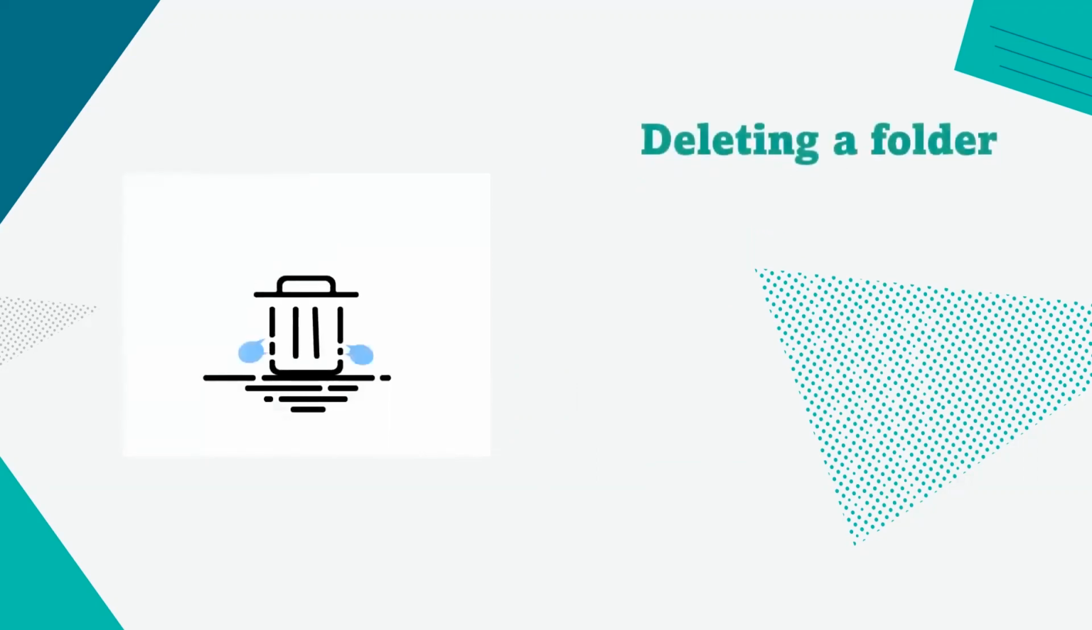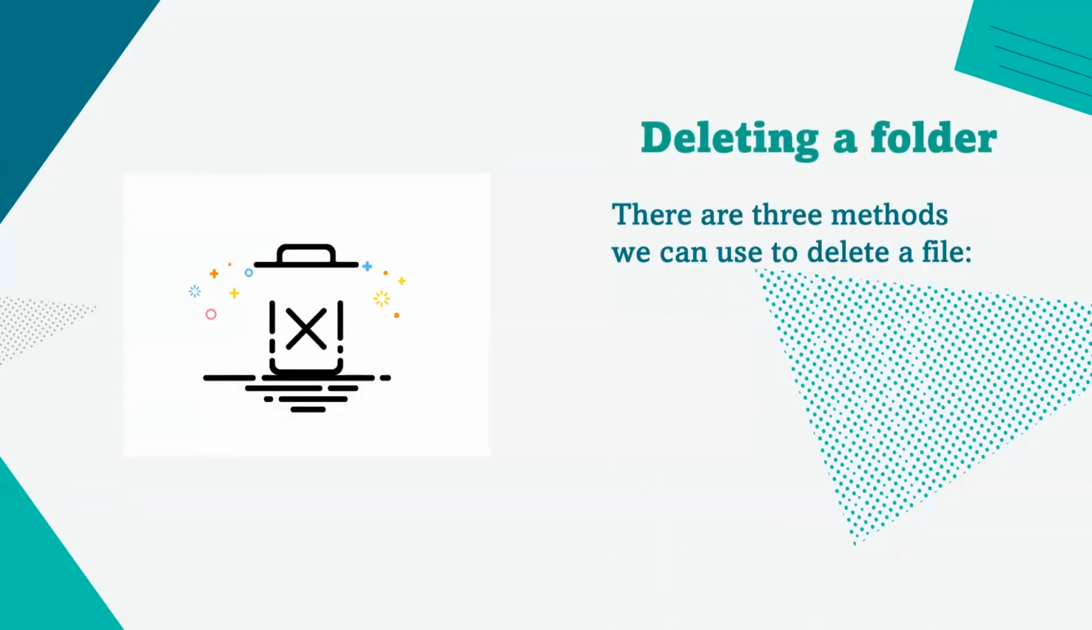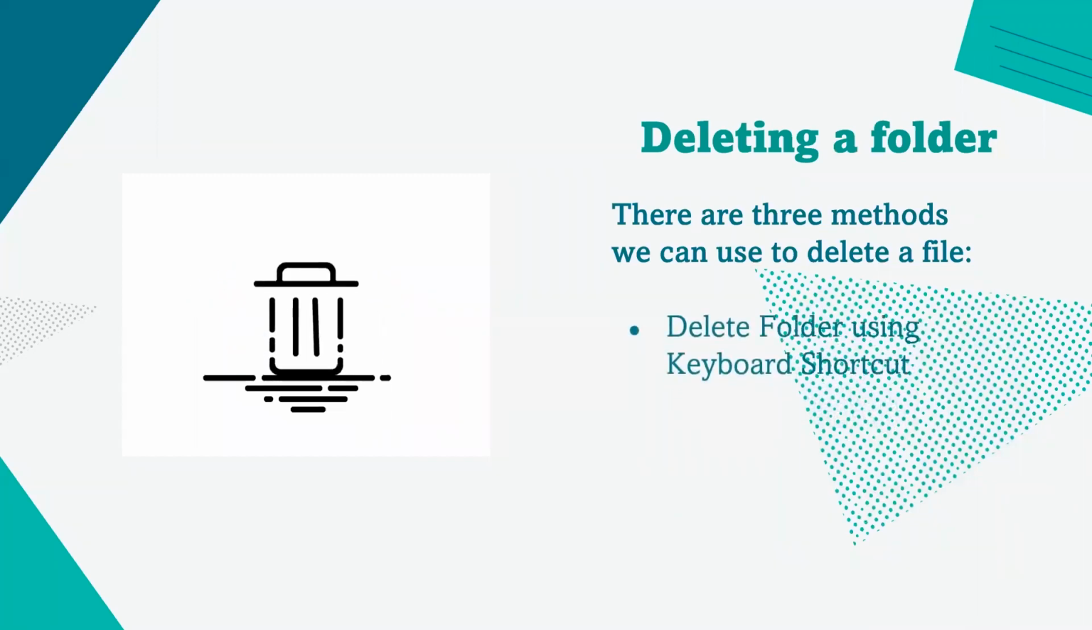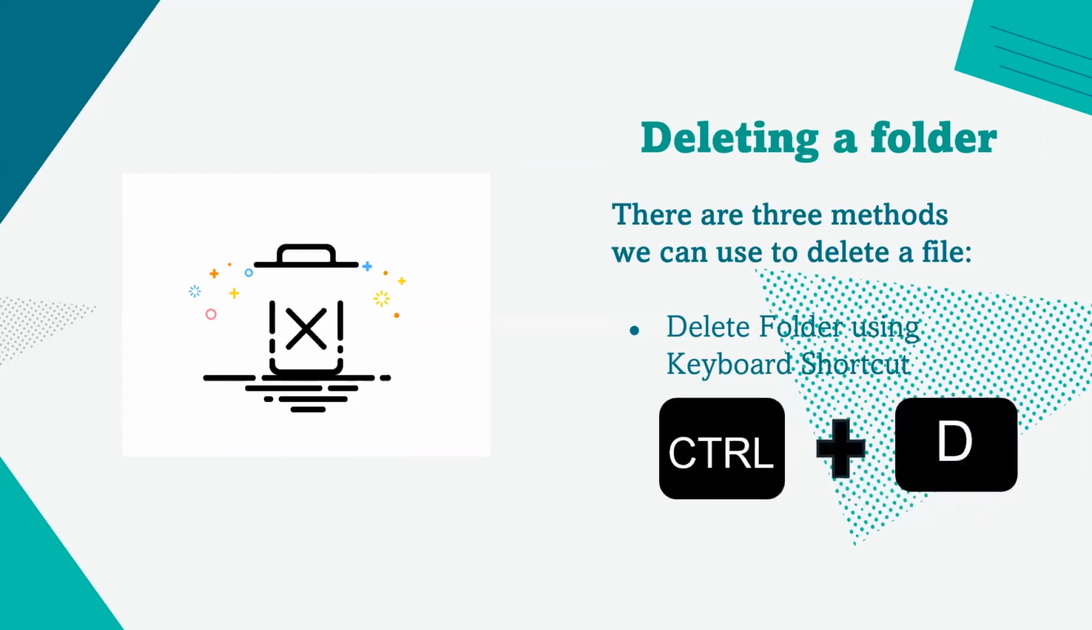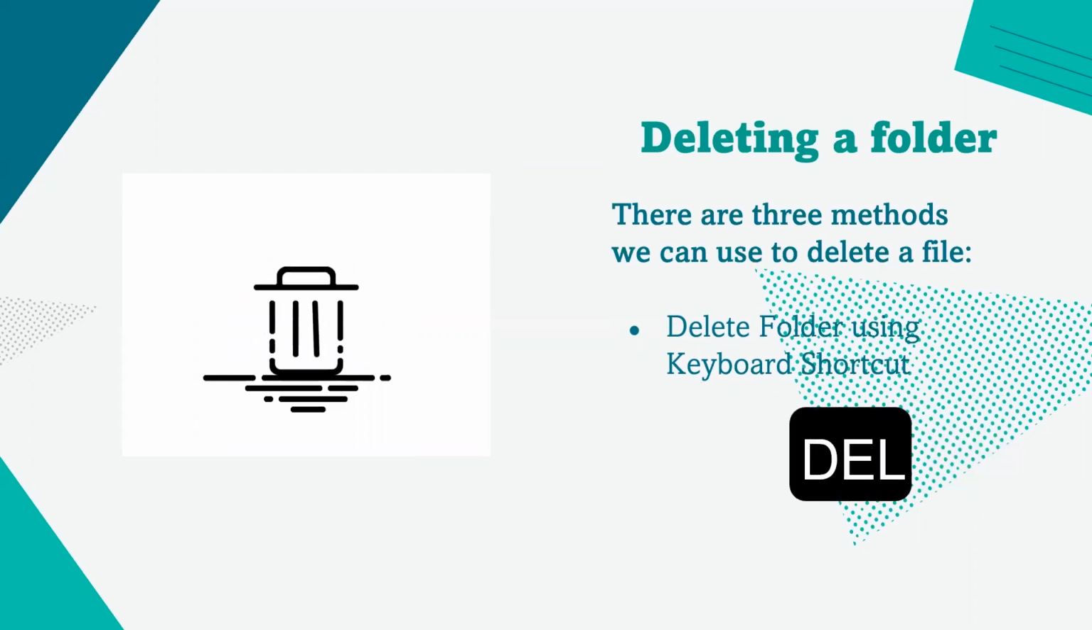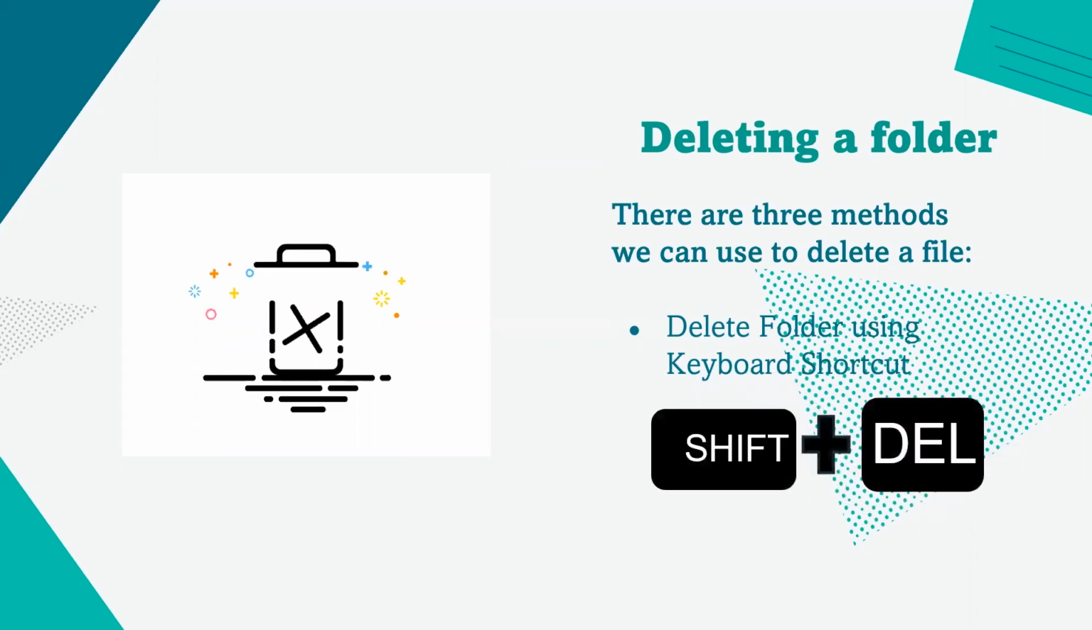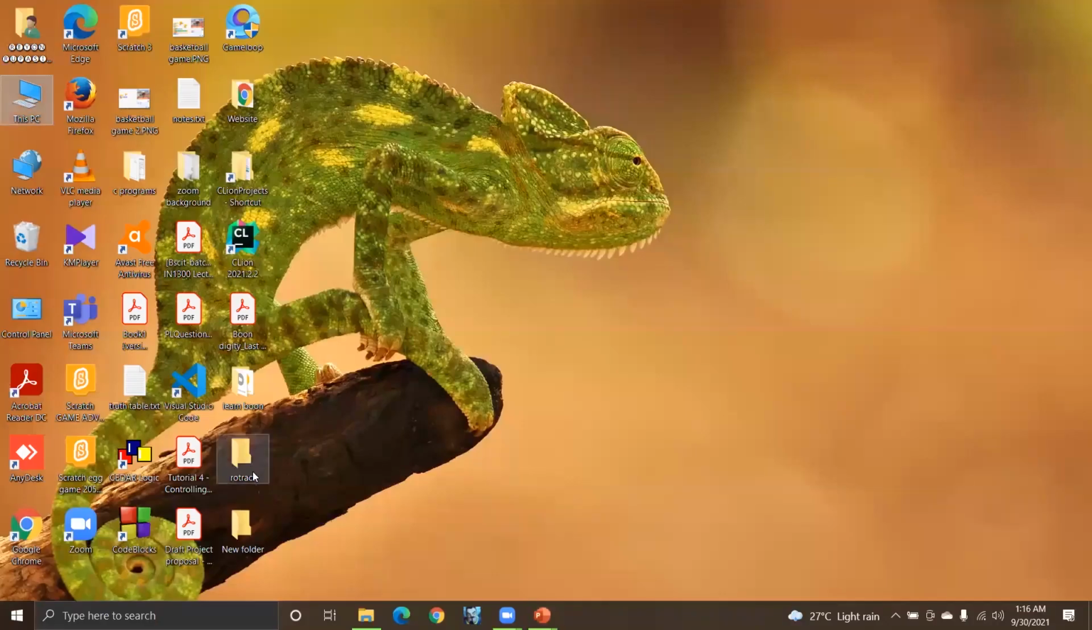Okay, so we have three ways to delete a folder. The first way is the keyboard shortcuts, as usual. You can press Ctrl plus D to delete a folder, or just the Delete button, or Shift plus the Delete button. So I'm going to show you how to delete. Let's say I'm going to delete this folder. I can either press Ctrl plus Delete key, or Shift plus Delete key, or just the Delete button.